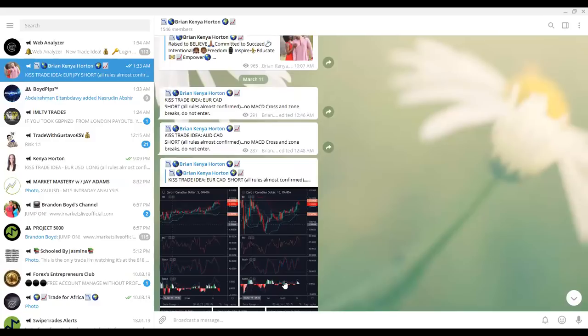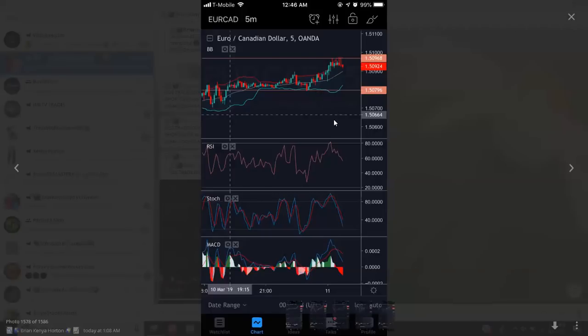So what I mean by that is if we go back to EuroCAD, I'll just pull up this picture here. You see here that you have your confirmations lined up, right? Your 5-minute MACD crossed, everything is confirmed here on this chart. You have a Bollinger Band confirmation, your RSI comes to the 80 level and points down, your red signal line crosses over blue and it's above the 80 line and points down, and your MACD cross. This is a beautiful confirmation.